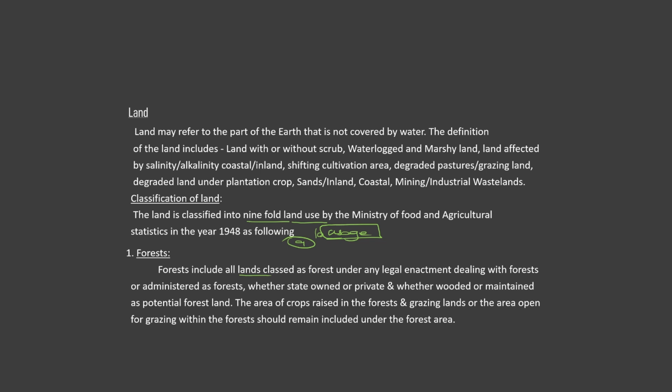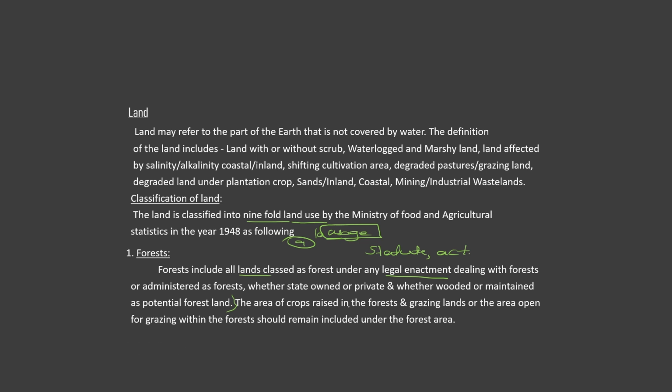Forests include all lands classed as forests under any legal enactment dealing with forests or administered as forests, whether state owned or private, and whether wooded or maintained as potential forest land. So here we are given the definition of forest. Forest is also a type of land. Forest includes all those lands that are classified as forest under any legal enactment. So it means that any statute or act in which the definition of forest is given, it is considered as a potential forest land.